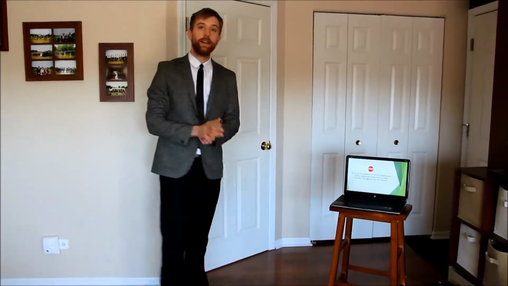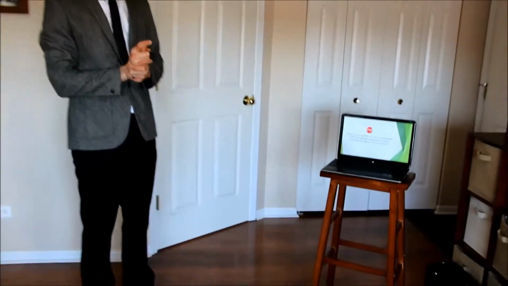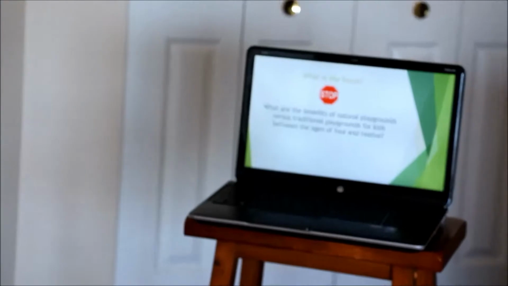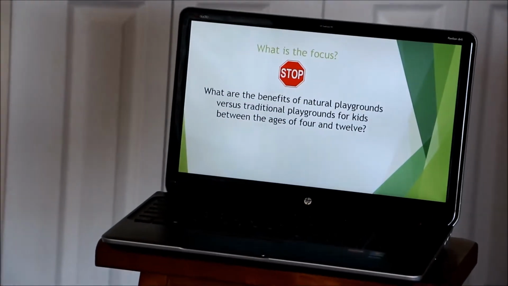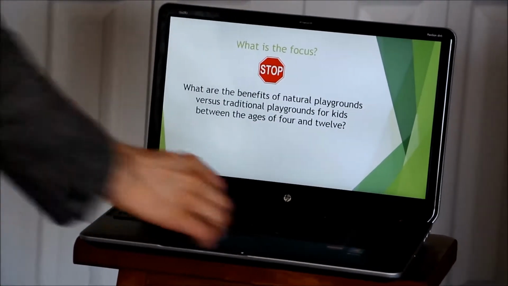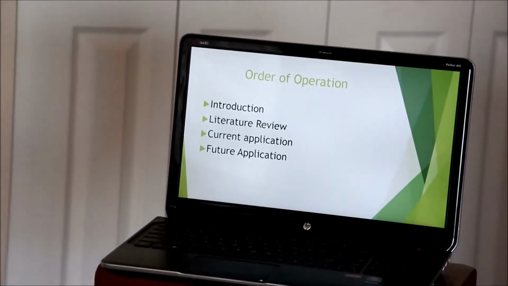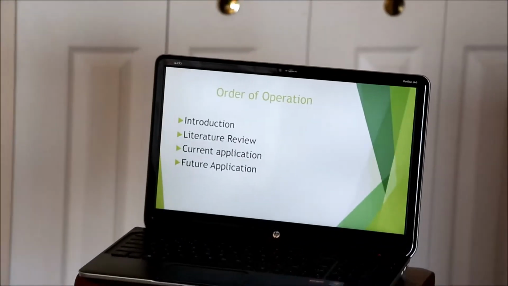All right, so my whole argument is: what are the benefits of natural playgrounds versus traditional playgrounds for kids between the ages of 4 and 12? I'm going to clarify what I mean by a natural playground and a traditional playground. So here's the breakdown. I'm in the middle of introducing, then I'm going to do a literature review, a current application, and show future issues and concerns of my argument.